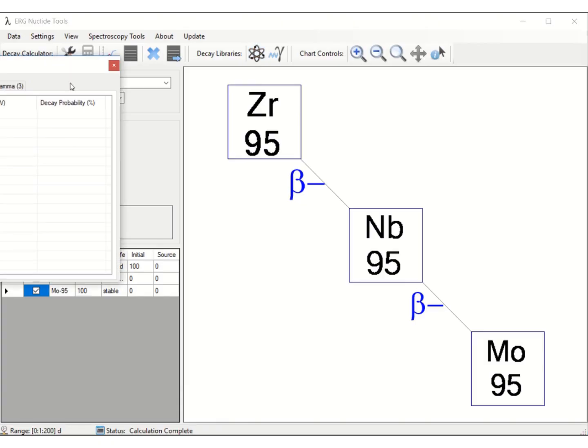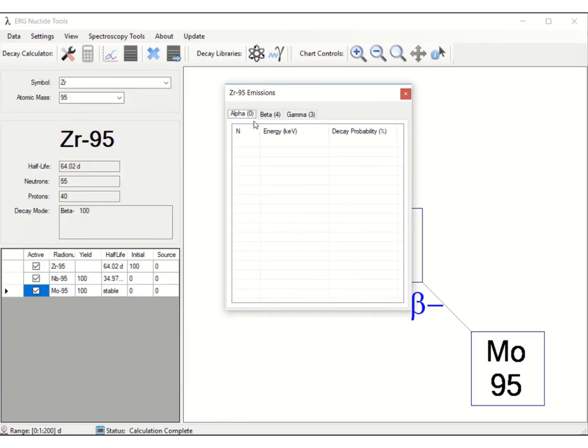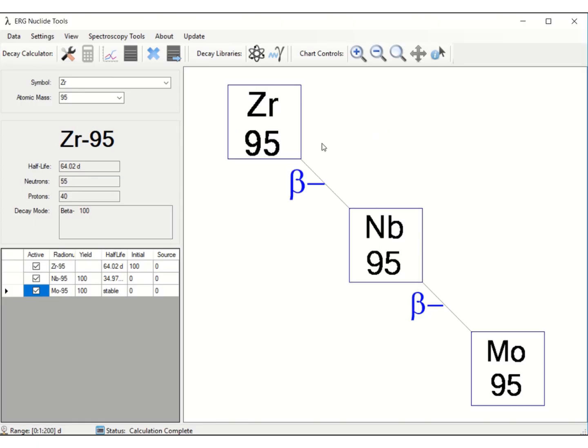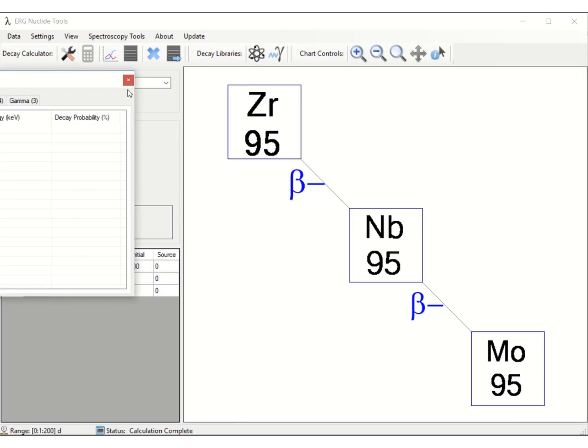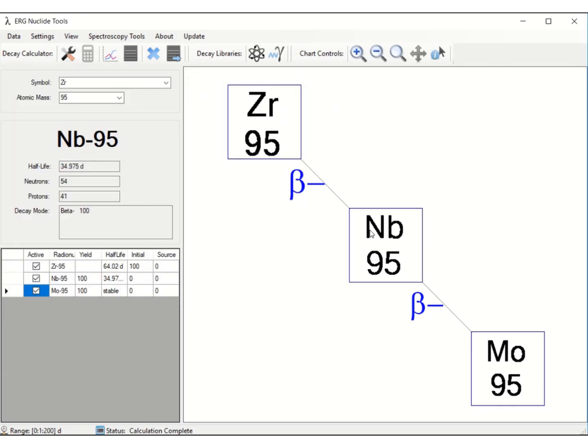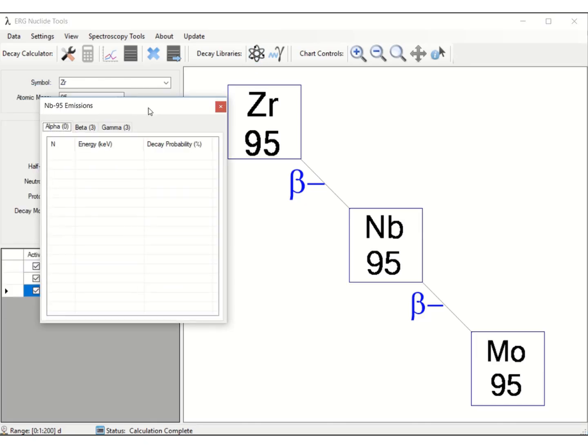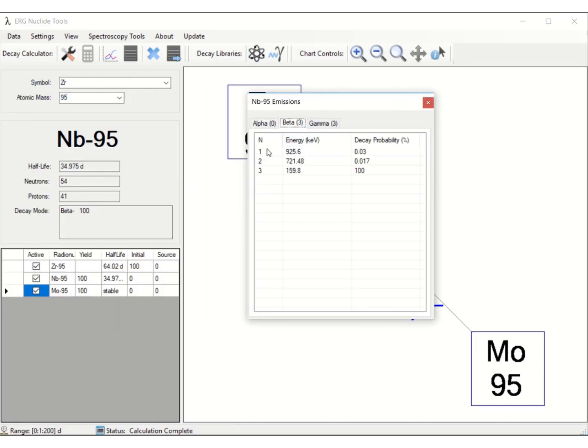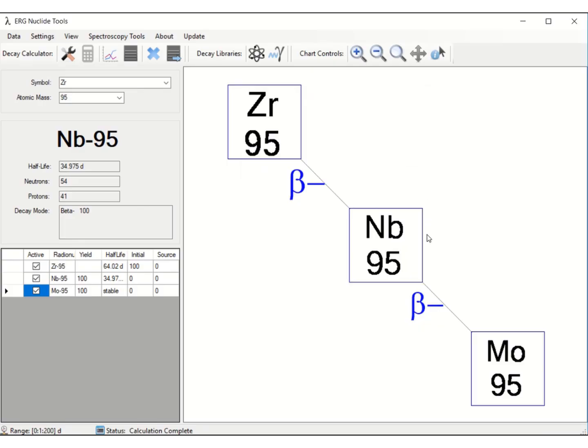There's also some data libraries. I can look at the emissions: the alpha, beta, and gamma emissions for an isotope. I can select niobium-95, look at its emissions: no alphas, 3 beta energies, 3 gamma energies. I get the energies and the decay probabilities.